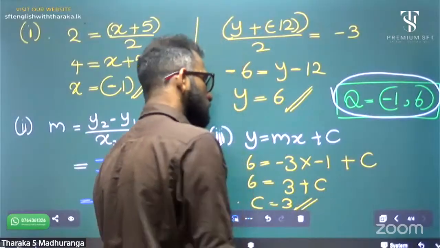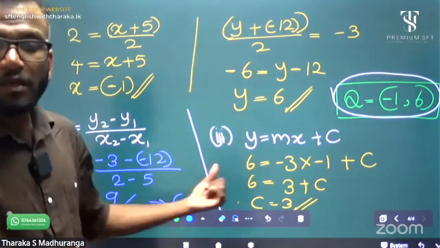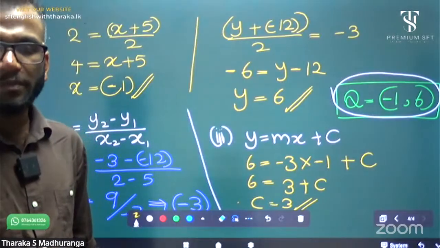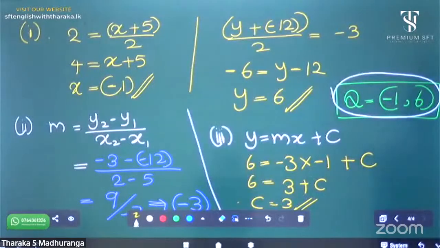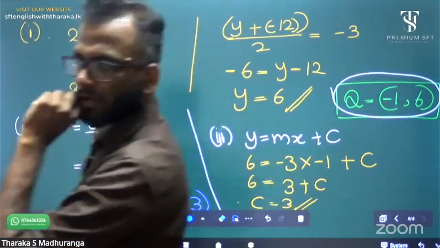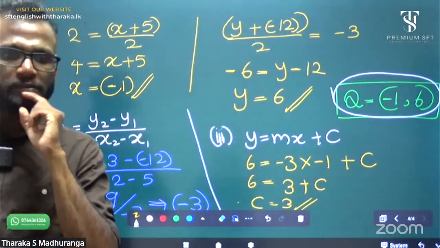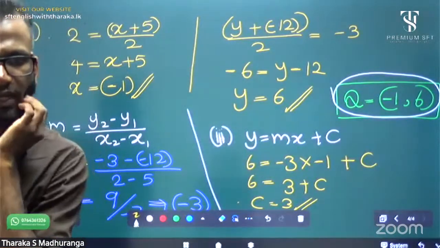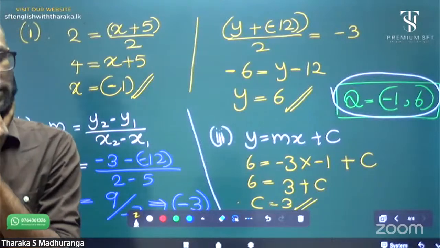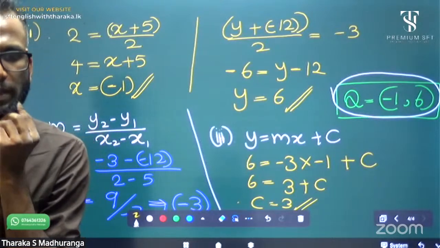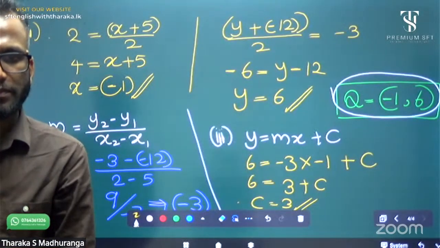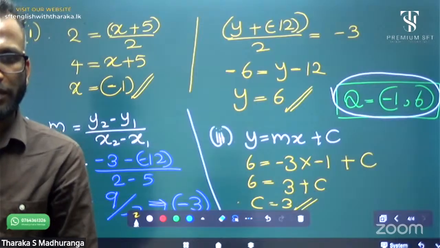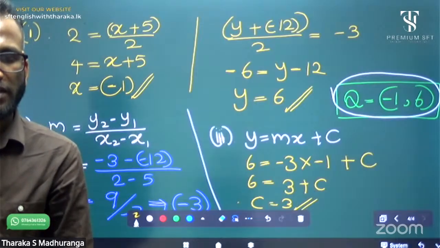3 is the intercept. The gradient is minus 3, and the plus c is the intercept. Correct? Well done. Joel? Good. The plus c is the intercept.